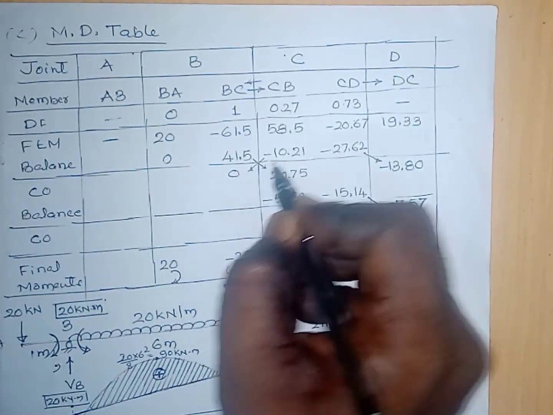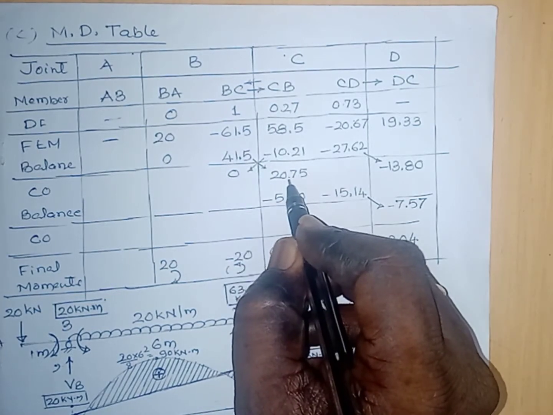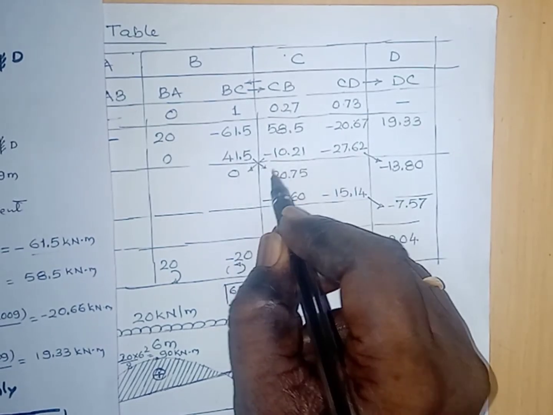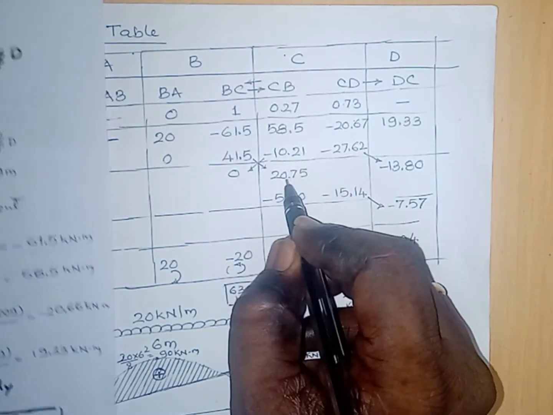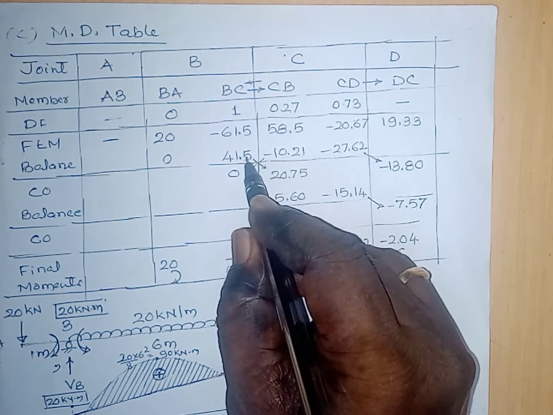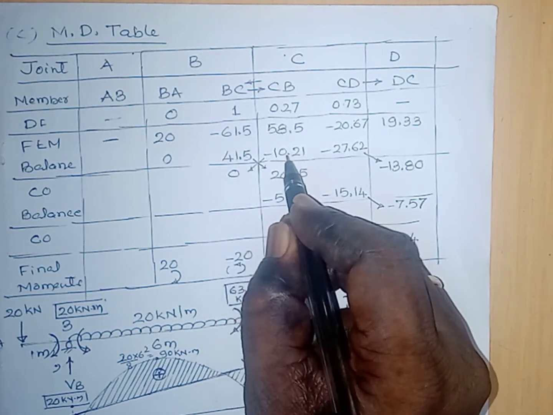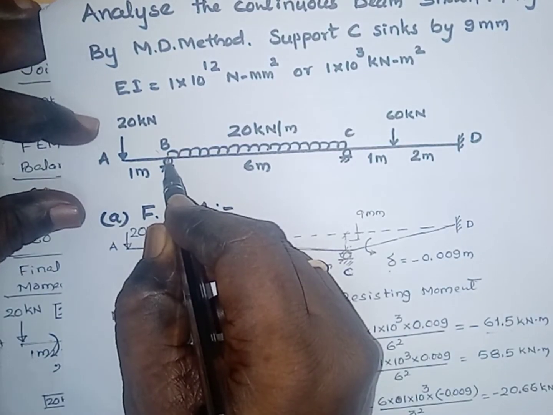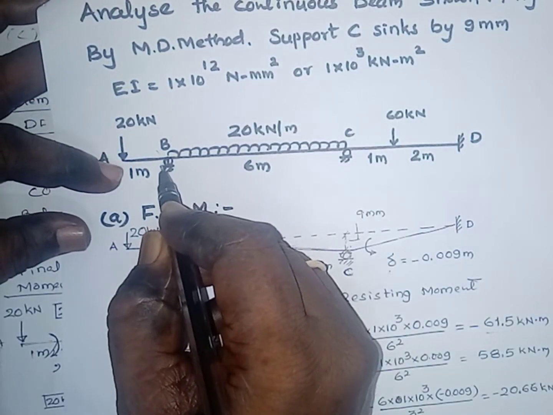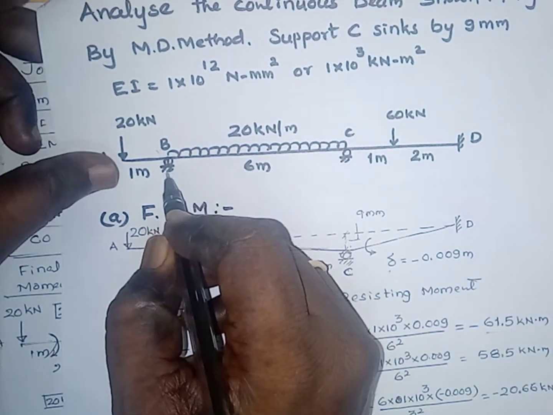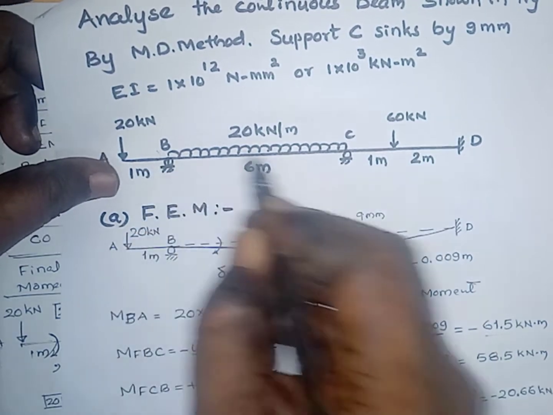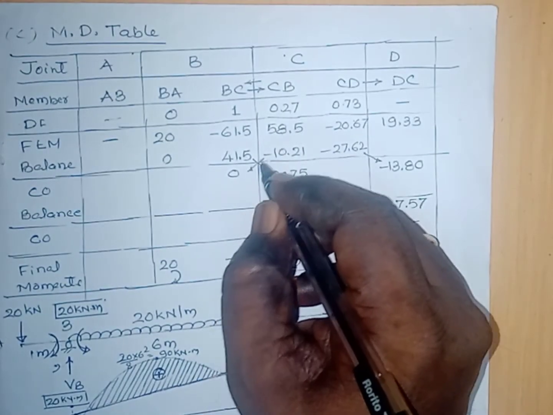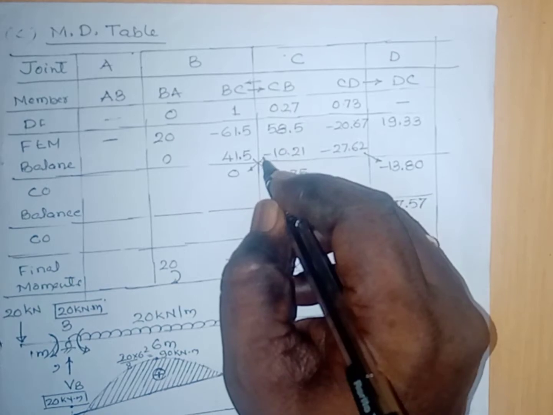50% of this with the same sign, that is half of 41.5, that is 20.75. With the same sign, it is carried from B to C. Similarly C to B, there is a carryover, but we have already balanced this. This one is the end support, there is non-continuity, no continuous support, hence there is no redistribution of the moment and no carryover, that is 0.